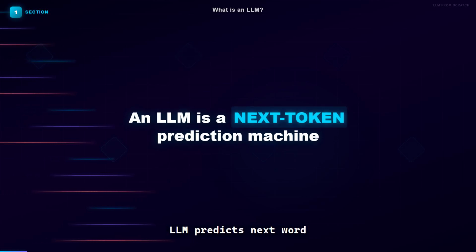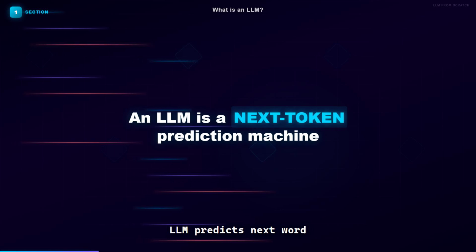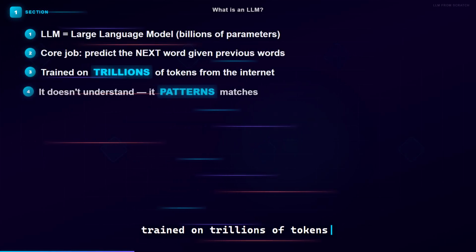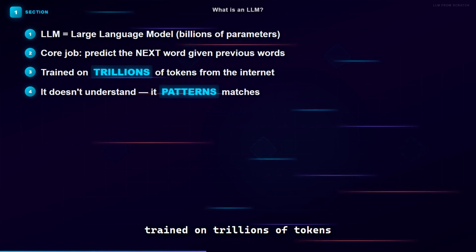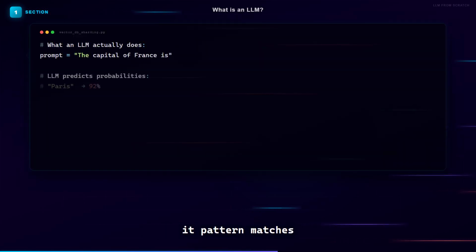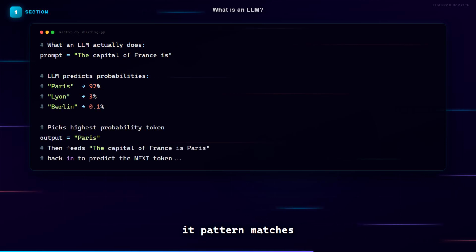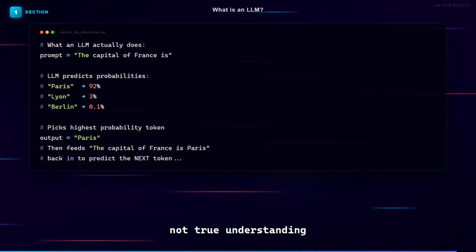Section 1. What is an LLM? At its core, a large language model is a next token prediction machine. Given some text, it predicts the most likely next word. It's trained on trillions of tokens from the internet. Books, Wikipedia, code, conversations. It doesn't truly understand language, it recognizes patterns at an incredible scale. And that's enough to seem intelligent.